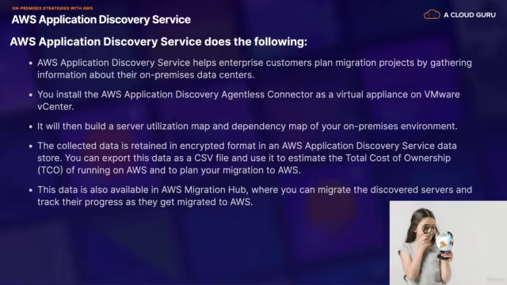So it is actually really powerful stuff. It'll basically just build out a map of your entire on-premise data center, and then when you integrate it with AWS Migration Hub, you'll be able to track the progress of your migration as you go into AWS. So that's AWS Application Discovery Service.